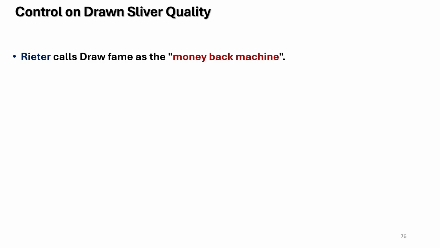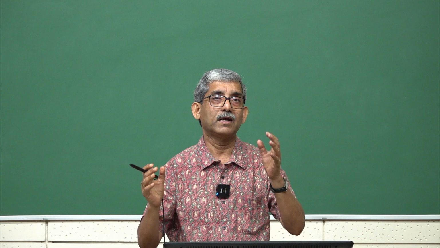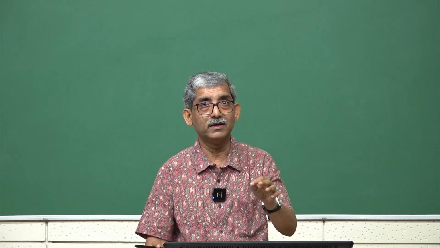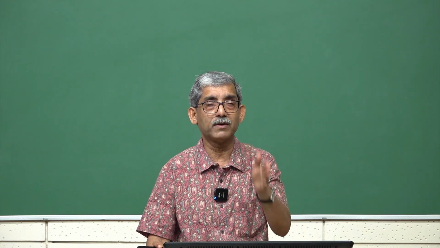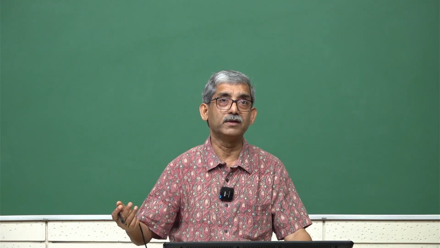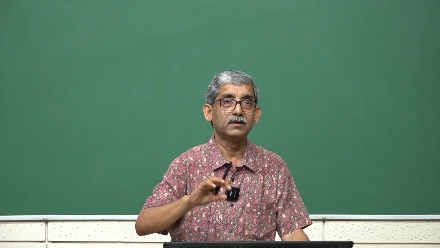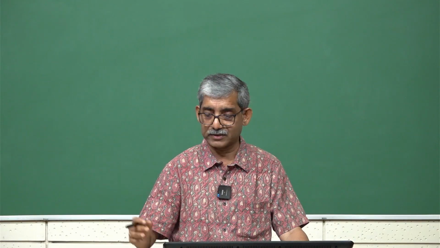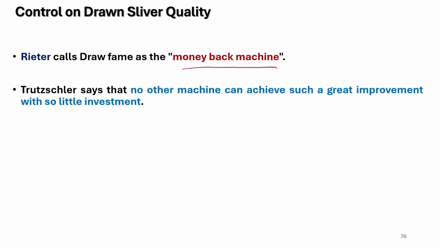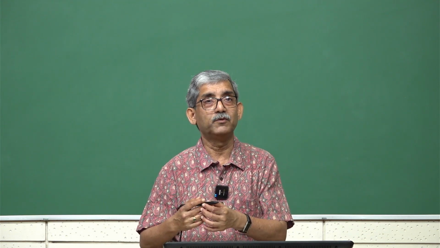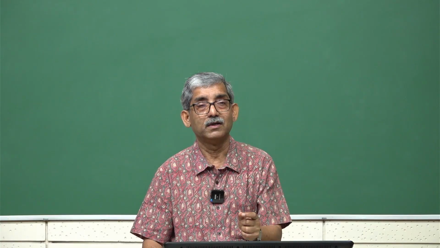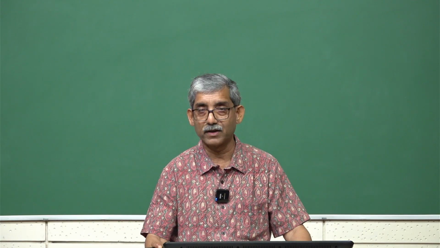Now, control on draw frame sliver quality is extremely important, because Rieter calls the draw frame the money back machine. The idea of the money back machine is that here we can easily control the quality, and if we control the quality at the draw frame stage, then we will achieve very good quality. But if we cannot control it here, then the fault will continue up till the yarn stage. Krusler says that no other machine can achieve such great improvement with a little investment. The draw frame is a relatively simpler machine, and if we control the drafting zone properly, we can improve the quality to a great extent.